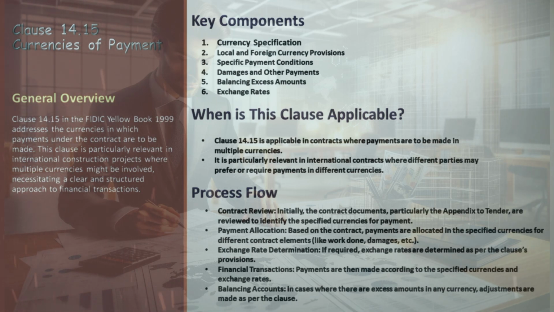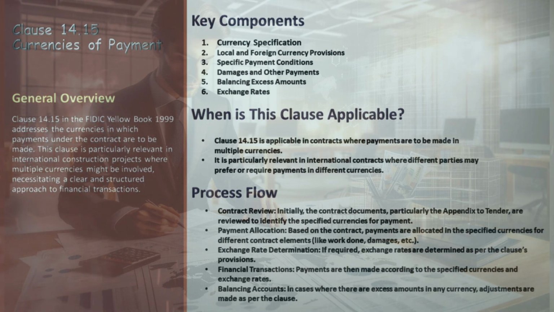If the contract amount is in local currency, the clause details the proportions and fixed exchange rates for local and foreign currencies. This clarity is vital in reducing currency-related disputes. The clause provides guidance on specific payment types like provisional sums and adjustments, ensuring each is handled correctly in the applicable currencies. It also outlines how damages and other payments to the employer by the contractor should be made, in line with the agreed currency arrangements.